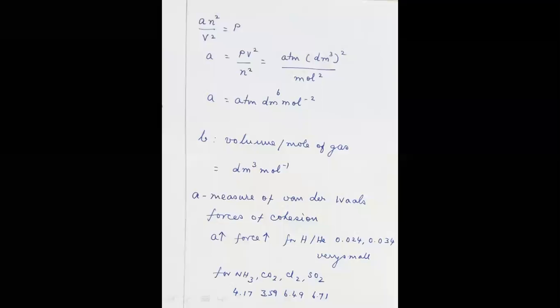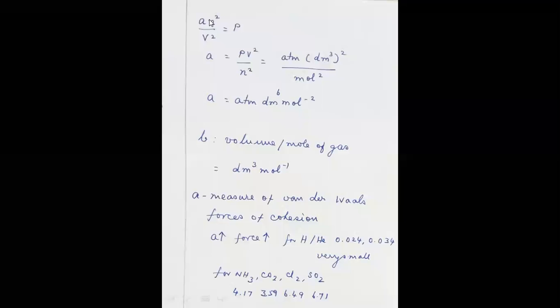So up to this, we have seen in the last class, we could derive the units of the real gas constants. These constants are also called real gas constants or van der Waals constants. So A is a van der Waals constant and B is another van der Waals constant.